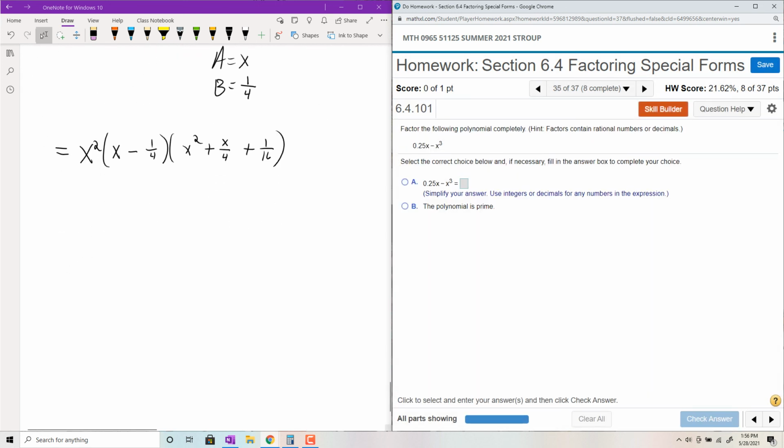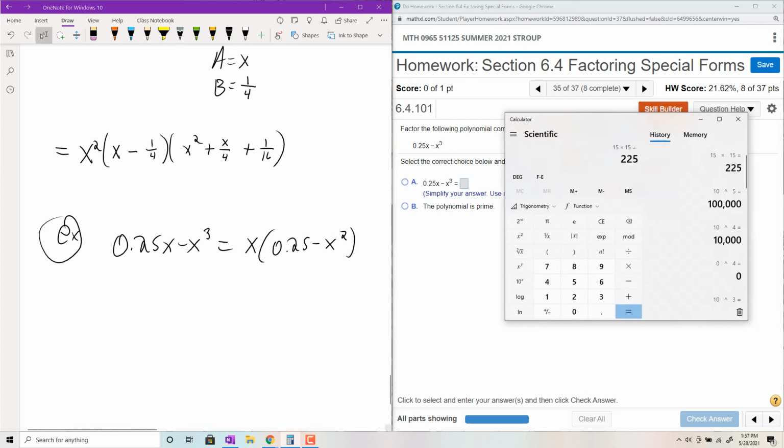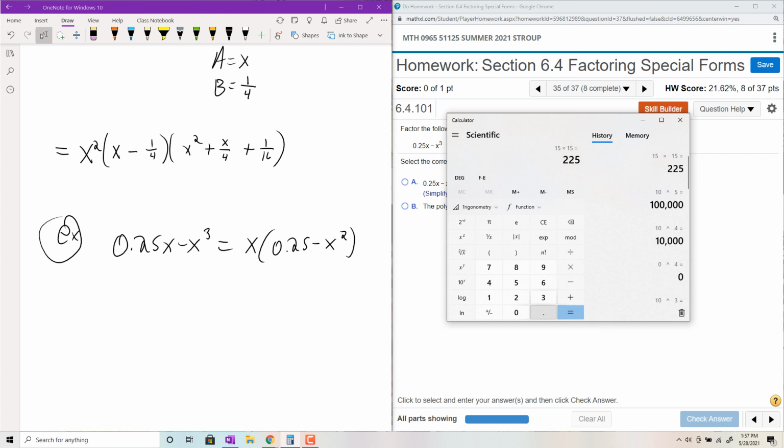Ooh, a decimal. So you could take x out of this example first off. So 0.25x minus x cubed. You can factor out an x. And then it looks like it's just a difference of squares. So you have to kind of be careful. What's the square root of 0.25? Is it 0.5 or is it 0.05? It's 0.5. But anyways, you could always take 0.25 and then just take the square root and do 0.5. So this will be x times, it's a difference of squares, so it's going to be 0.5 plus, and then 0.5 minus, and the other one is x and x.